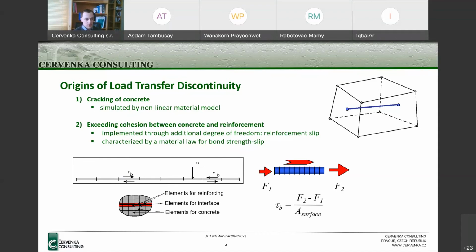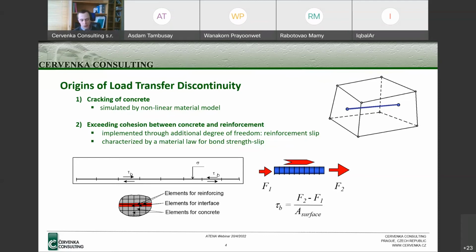Or there is another option available for the reinforcement material, and if you activate the bar with bond material prototype, then one additional degree of freedom is added to the reinforcement material. This additional degree of freedom represents the slip of the reinforcement embedded in concrete, and it is one additional degree of freedom for the analysis to be determined during the solution. It also adds some additional compliance to your model.